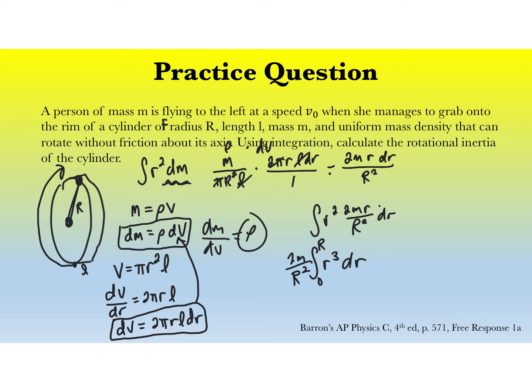And so this gives us 2m over big R squared times little r to the 4th over 4 from r equals 0 to R. And so plugging that in, 2m big R to the 4th over 4 big R squared. We have a few things we can simplify here to get mR squared over 2.